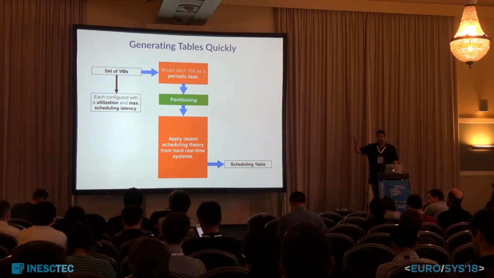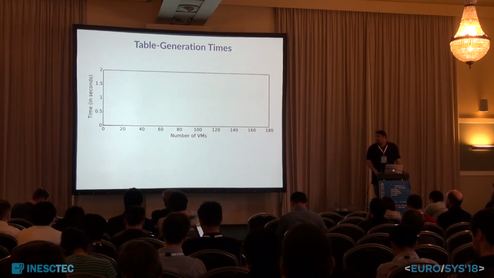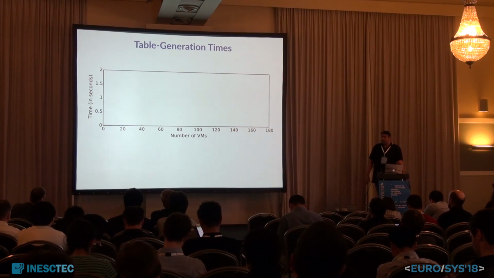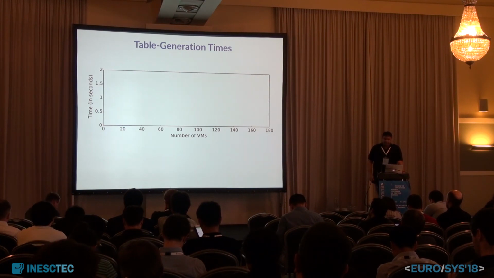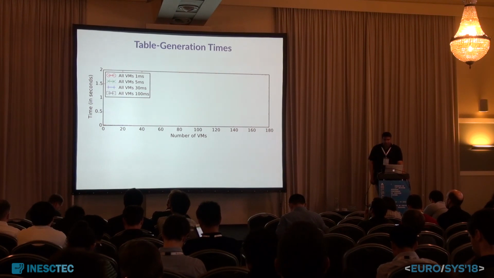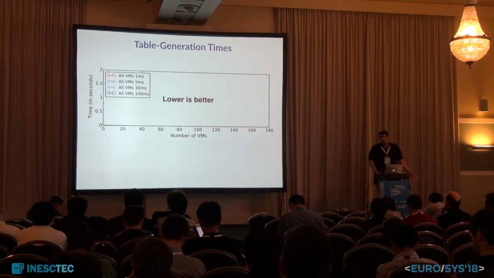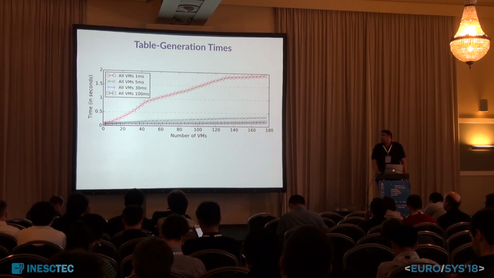But how long does it actually take to do this whole thing? How long does it take to actually generate these tables? On this graph on the x-axis, you see the number of VMs on a 48-core server. And on the y-axis, you see the time it took to generate tables. And I'm going to show results for 4 different scenarios where all the VMs were configured with a scheduling latency of anywhere between 1 and 100 milliseconds. And of course, lower is better because we want shorter table generation times.